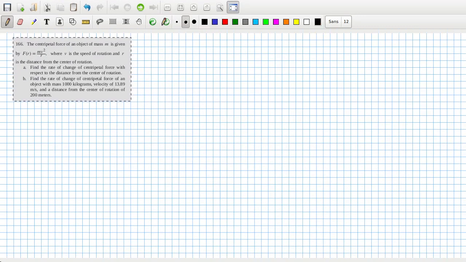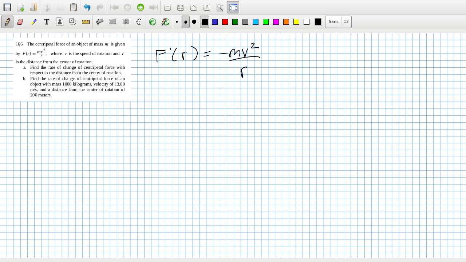Okay, so what's going on here? The centripetal force of an object of mass m is given by that formula. Find the rate of change of centripetal force with respect to distance. So the derivative here, that would be bring down the power, reduce the power by 1. Find the rate of change of centripetal force of an object with mass 1,000 kilograms, velocity 13.89, and distance from the center of 200. So mass 1,000, that's 13.89 squared over 200 squared. Let's have a look.